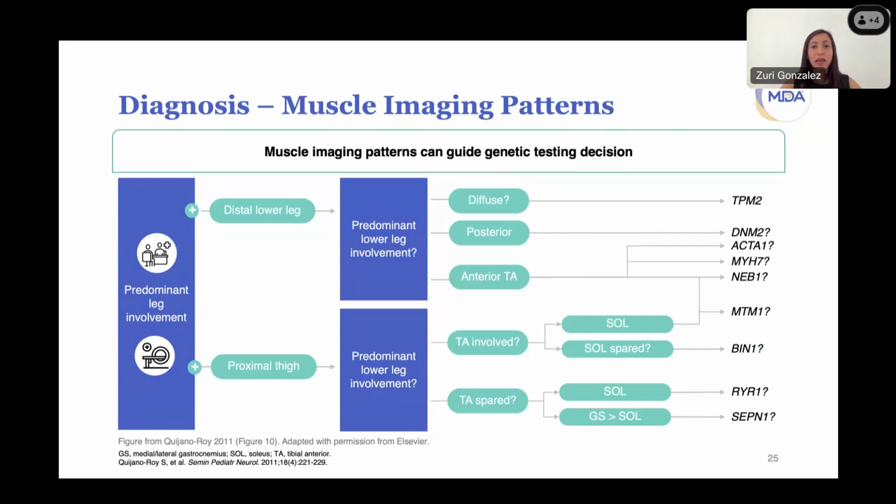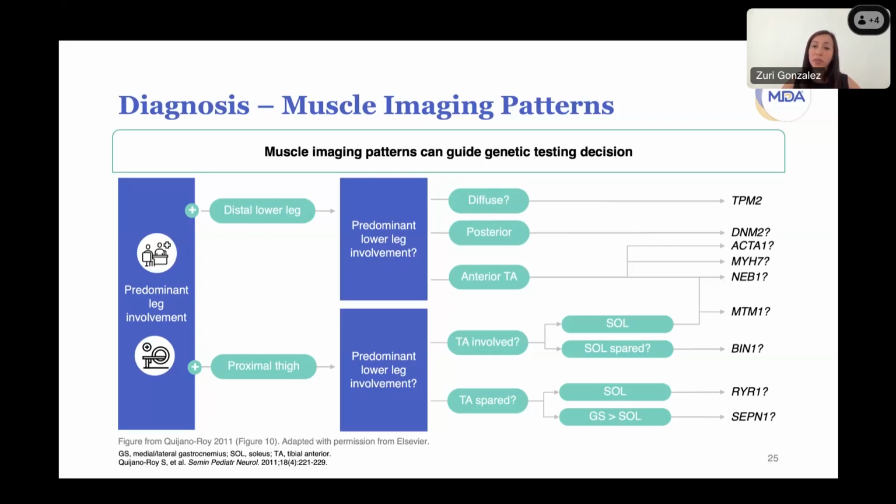This is overall the patterns that we can see on muscle imaging. We will break it down by whether the patients have involvement of the proximal muscles or whether the predominance of the weakness is just on the lower leg. We can start with the upper left. If the patient has more predominant leg involvement or distally, then if it is diffuse, we will think about TPM2.